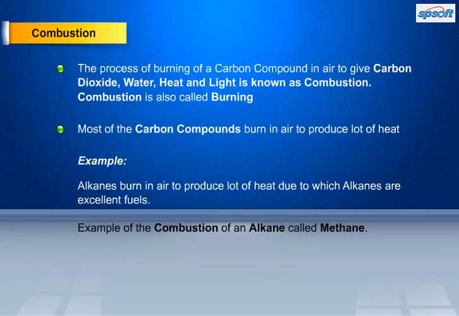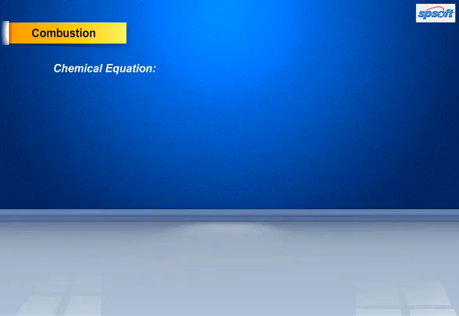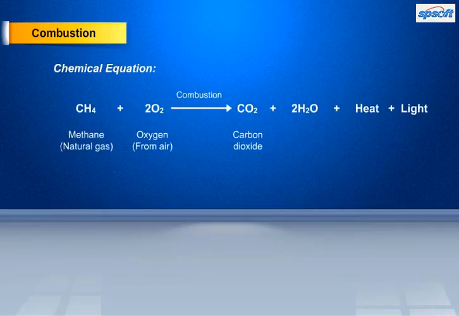Let us take an example of the combustion of an alkane called methane. When methane, that is, natural gas, burns in a sufficient supply of air, then carbon dioxide, water vapor, and a lot of heat are produced. The chemical equation for combustion is CH4, that is, methane, natural gas, plus 2O2, that is, oxygen, on combustion, gives CO2, that is, carbon dioxide, plus 2H2O, that is, water, plus heat, plus light.